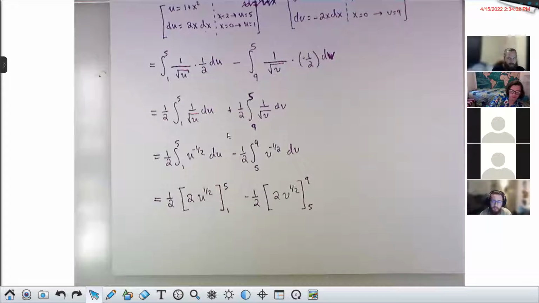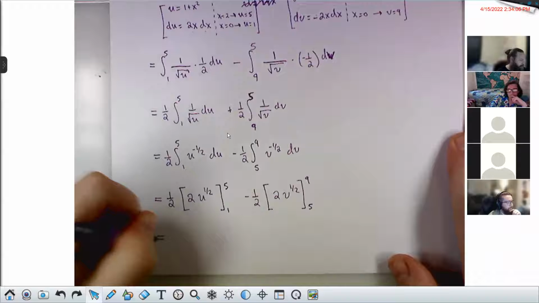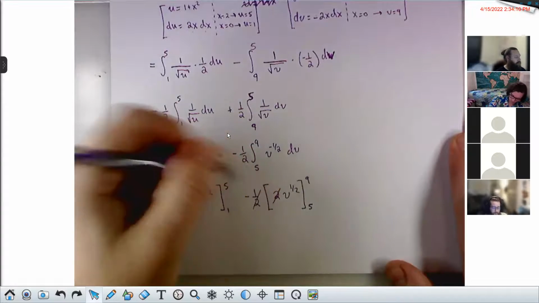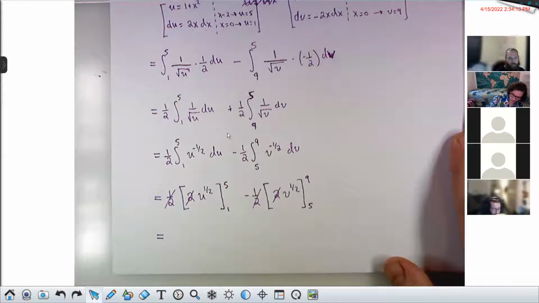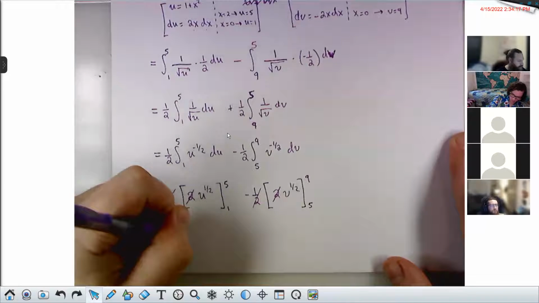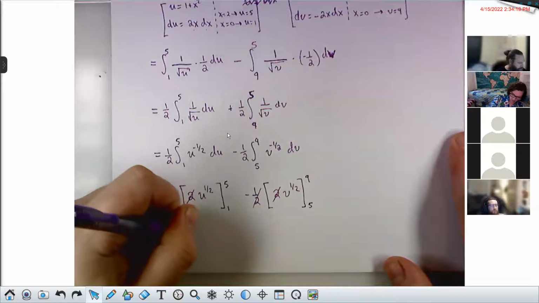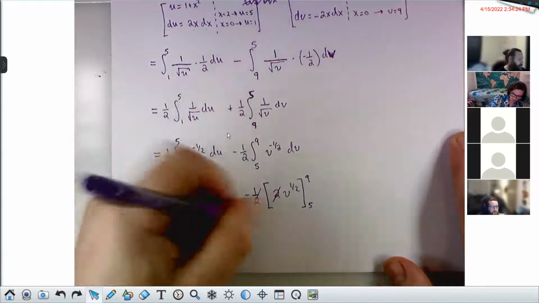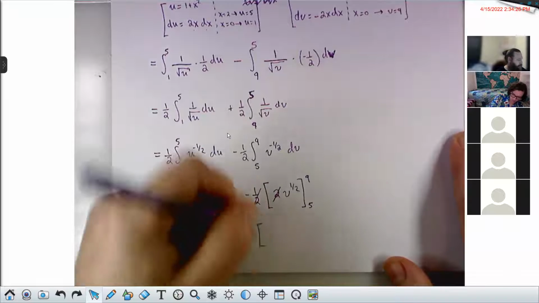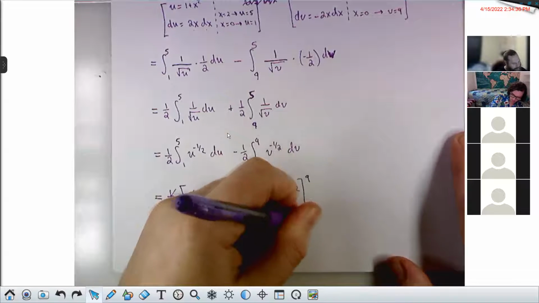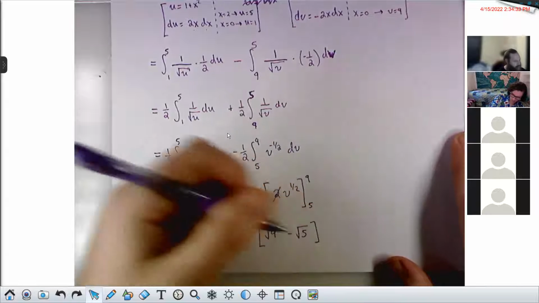Always wise to use different variables in your substitutions if you're doing more than one. The 1/2 and the 2 cancel in both instances. And from the first piece, we get 5 to the 1/2, or the square root of 5, minus 1 to the 1/2, or the square root of 1, minus. Second piece, we get 9 to the 1/2, the square root of 9, minus 5 to the 1/2, the square root of 5.